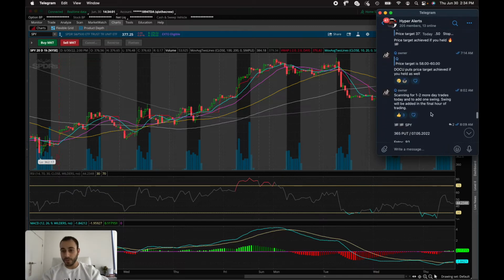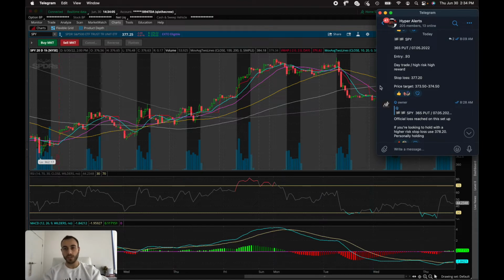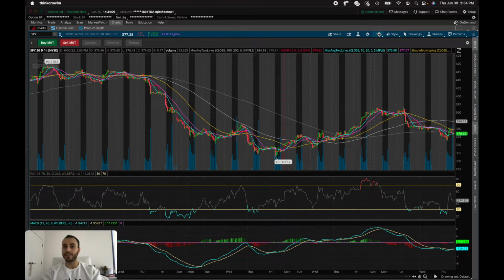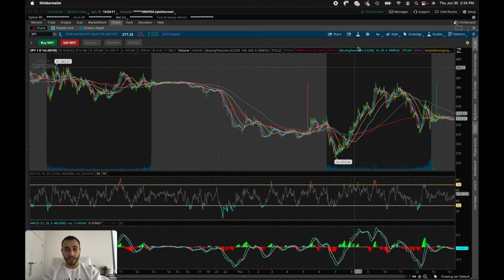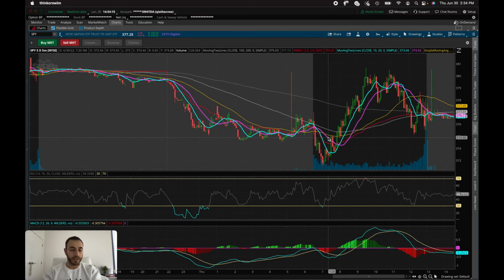Now, the next setup we had was at 8:09 a.m., also on SPY. Unfortunately, this was a losing setup. However, let's see how it played out and why we played it the way it did. Now, when the market came down, we expected it to come down further. As any trader would, when we're in a downtrend, we're expecting the move to go back into a downtrend.